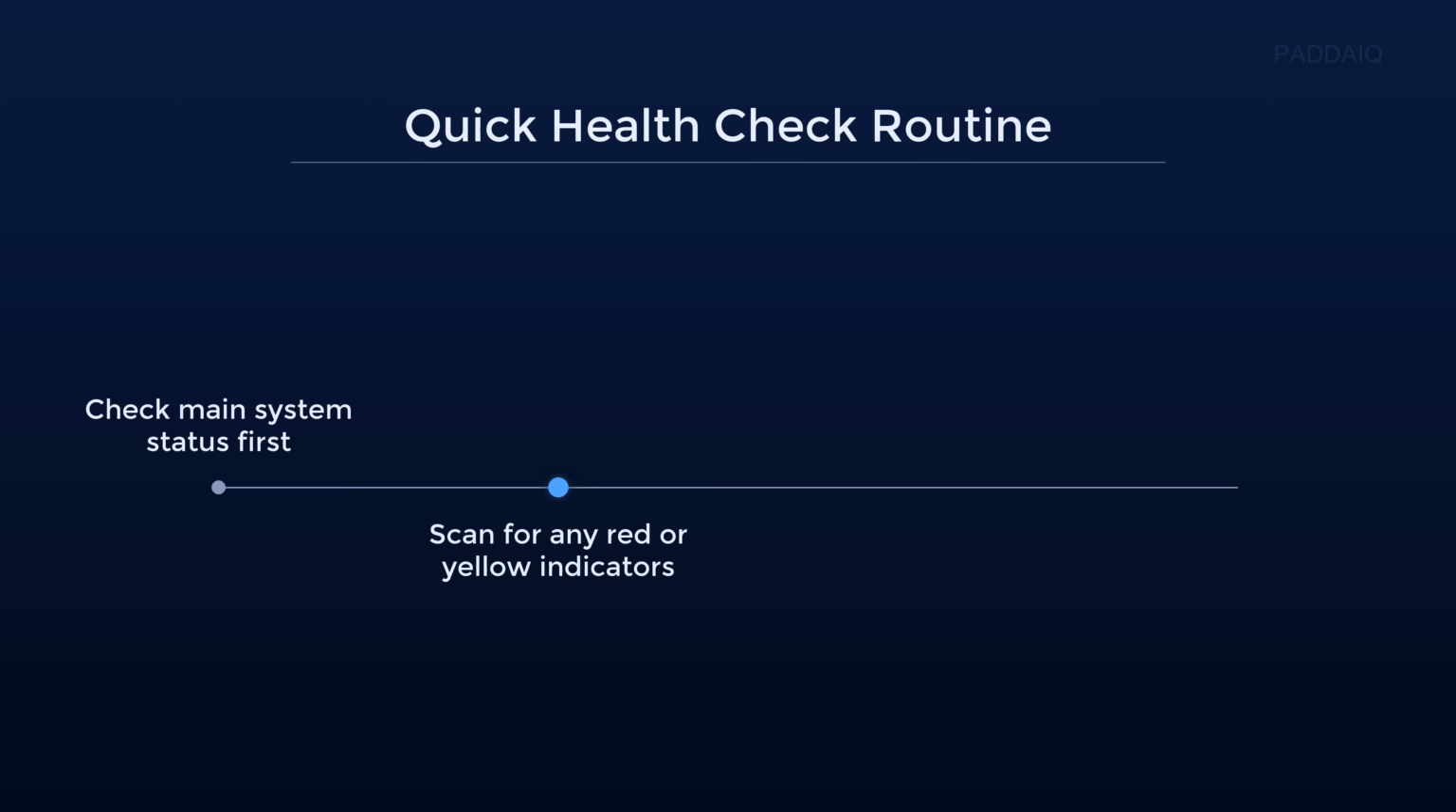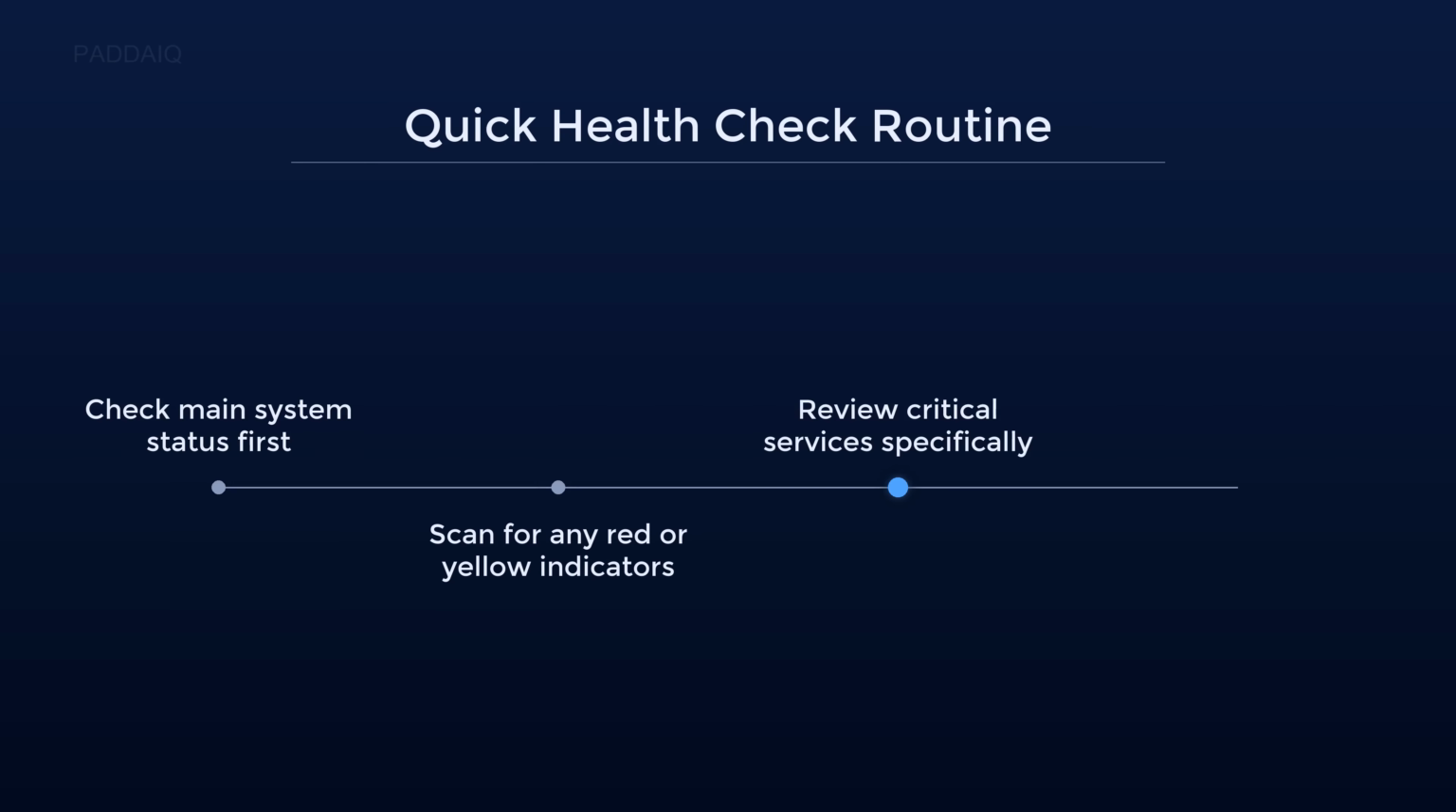Scan for any red or yellow indicators. This means routinely checking your BTP dashboard for warning or error alerts that signal issues. For example, if a cloud application's performance metrics turn yellow, it may be nearing its resource limits. Consistently monitoring these alerts helps you address problems before they escalate.